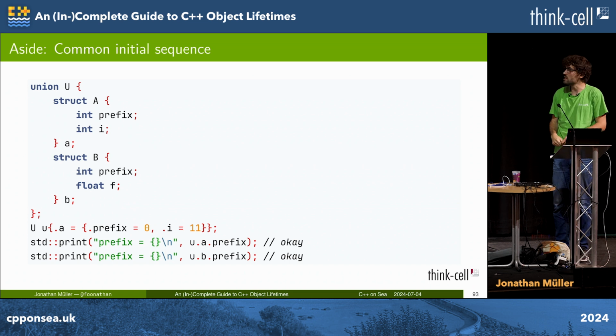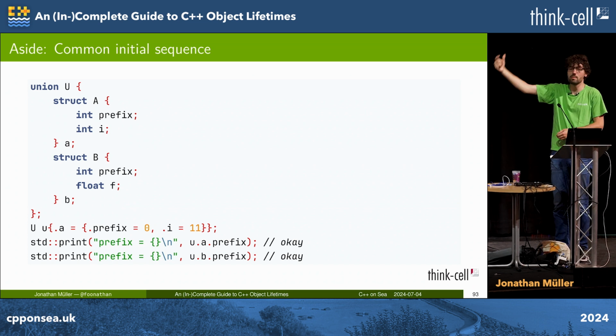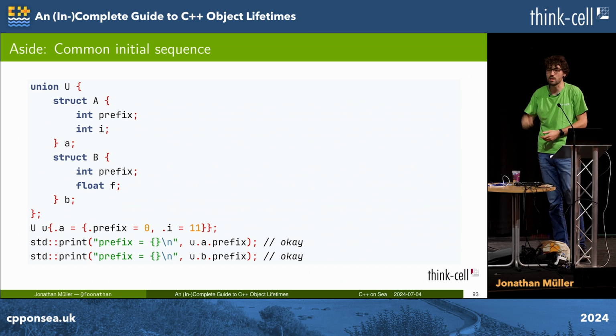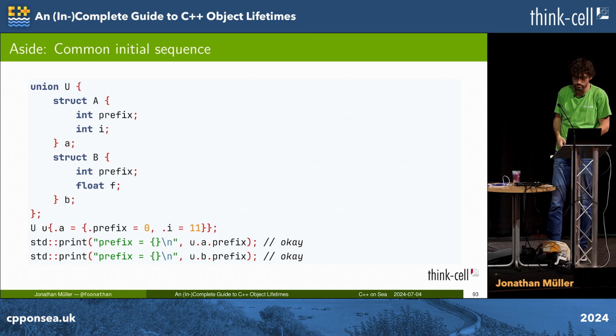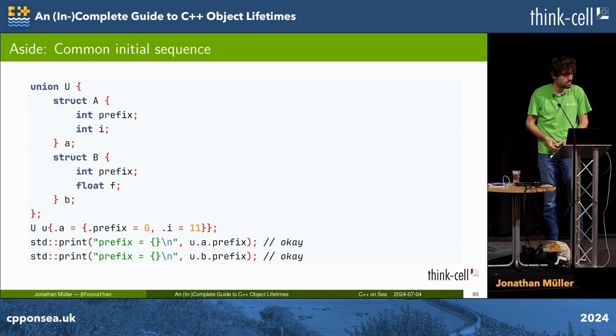It's really common if you've got a union with an enum tag, you can put the tag as the first member in each one, and then you can just access it regardless of which member is active. So that's type punning. Time to finish up.